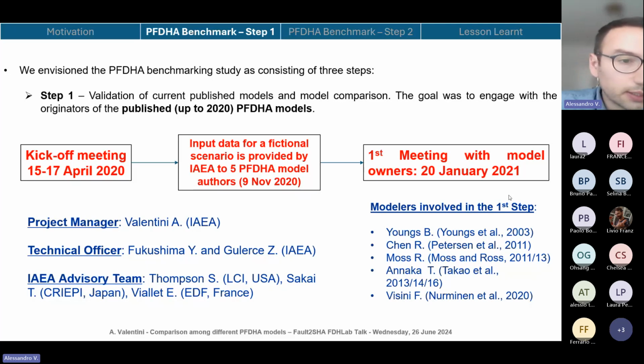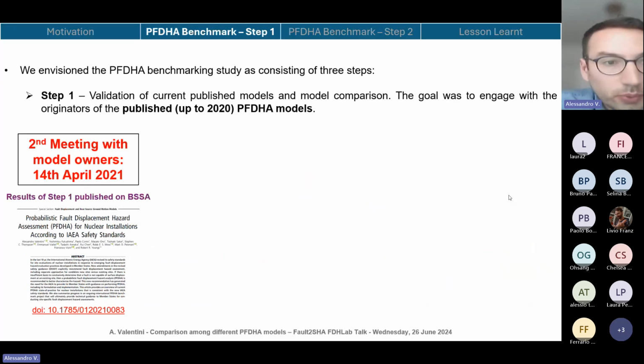I have been the project manager of this project, and the former technical officer was Yoshi Fukushima. Now he is retired, and the new technical officer is Zeljko Gulers. We also set up an advisory team made of Steve Thompson, Toshi Sakai, and Emanuele Vialle. We had the first meeting with the model owners in January 2021, and the results of step 1 are published in BSSA.